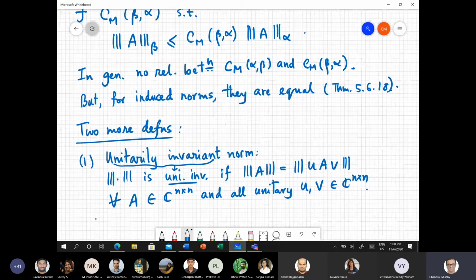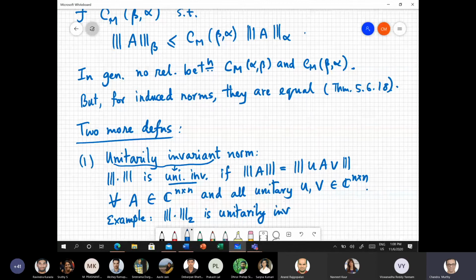So one example is the spectral norm. Okay, is unitarily invariant. This is a small exercise. Show this. Start from the definition, and you will be able to show that the spectral norm of UAV is equal to the spectral norm of A for any A and all possible unitary matrices.